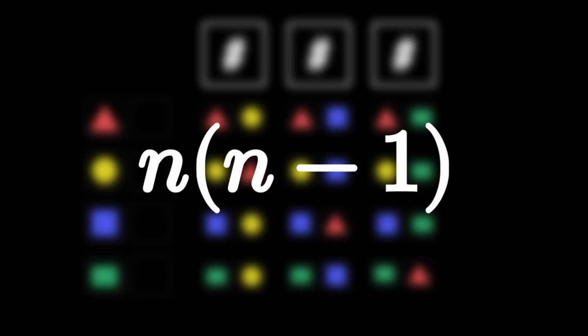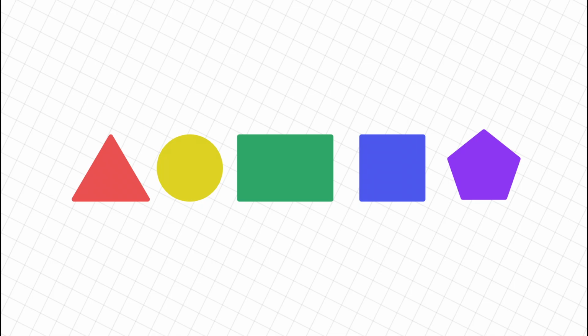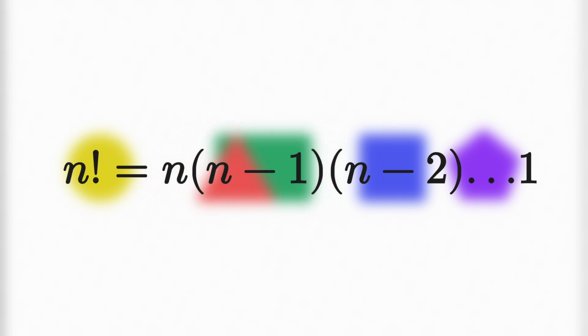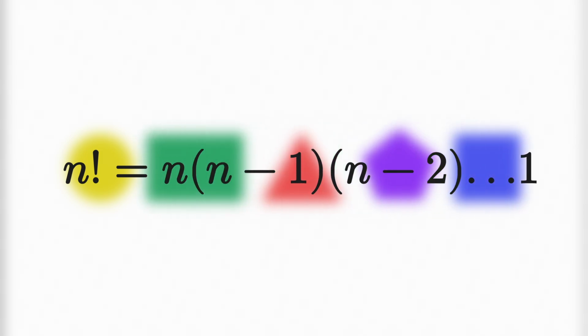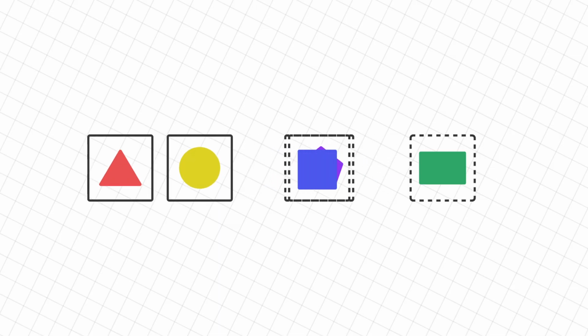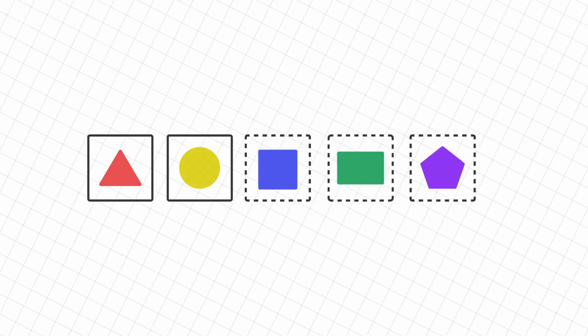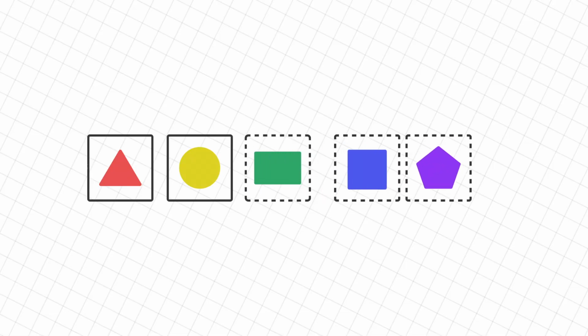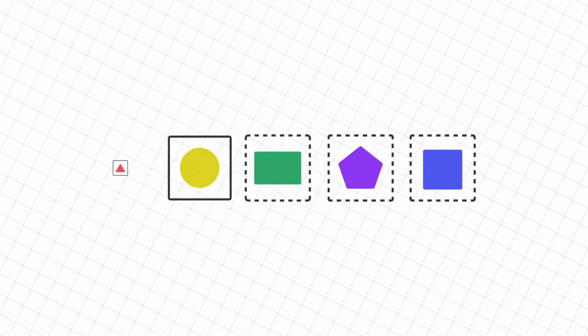I hope you got the logic. I would like to show you another way to look at this problem. You remember that there are n factorial ways to rearrange n objects. Now imagine we have 5 objects and we need to choose 2. Let's say we choose the triangle and the circle. What I want you to notice is that the first 2 objects don't change at all. The only thing that changes is the remaining objects.